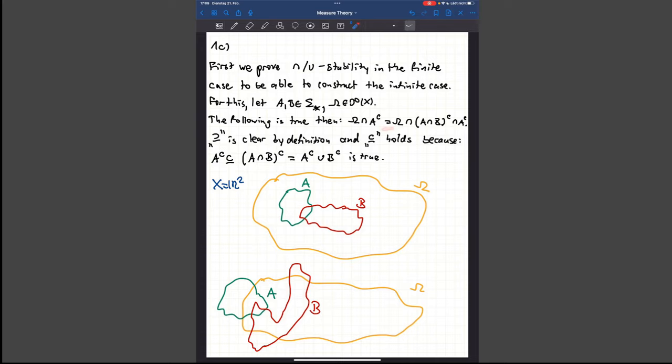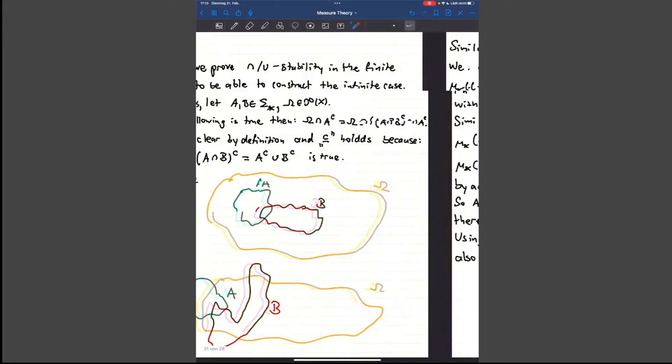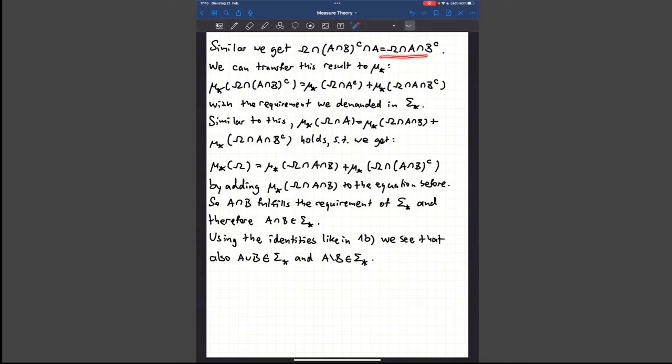And I also draw a picture here. If you have A and B inside of omega, then it's trivial. More interesting is the case when they're overlapping, so they're not all inside omega. So we have parts of it which are outside, but simply to say, the parts we don't need, we cut them off. So if we take a step into it, we're basically in this case again. And with a similar argument, you get that this also holds. This is really analogous.